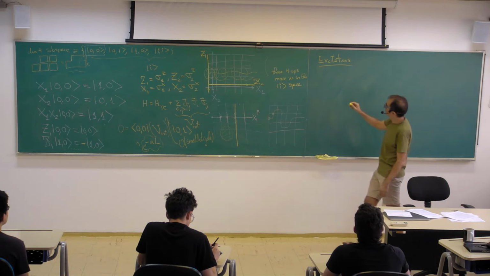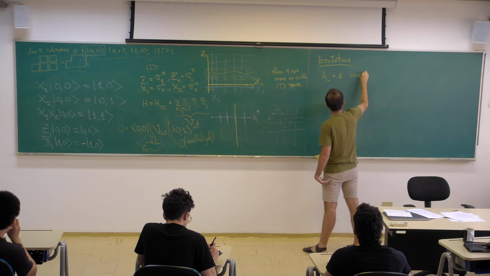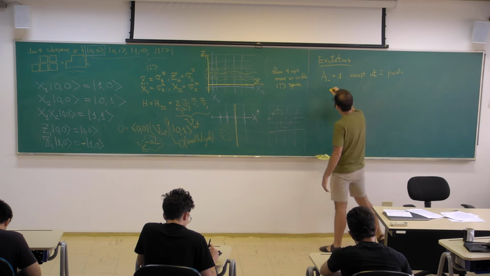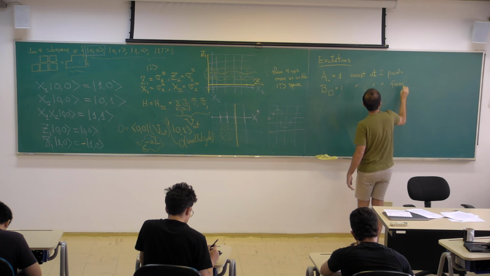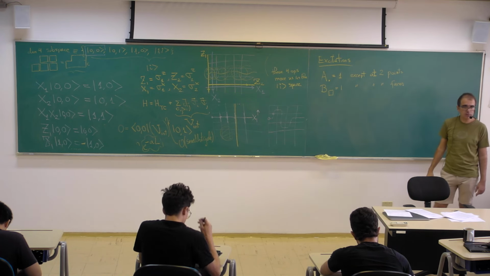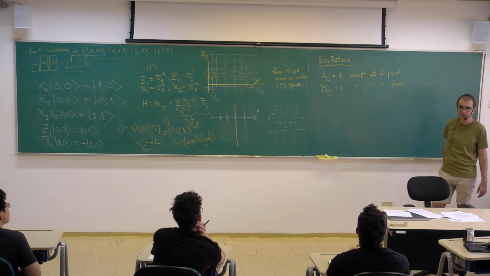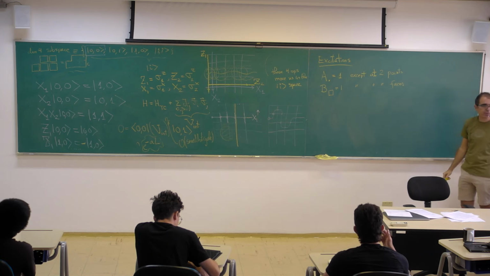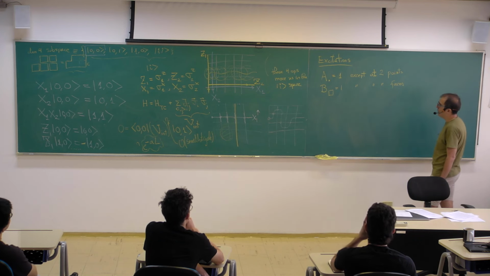The idea of these excitations is the following. Now we will have A star equal to 1, except at 2 points, for example. Or we would have B equal to 1, except at 2 faces. So why 2 and not 1? Why would I do 1 everywhere except at 2 points or 2 faces? Why not except at 1 face? Because like we said before, the product of everyone is one, so I need at least pairs.